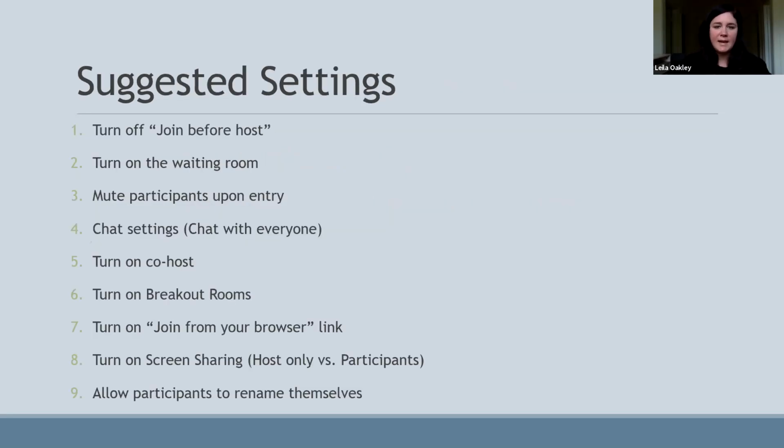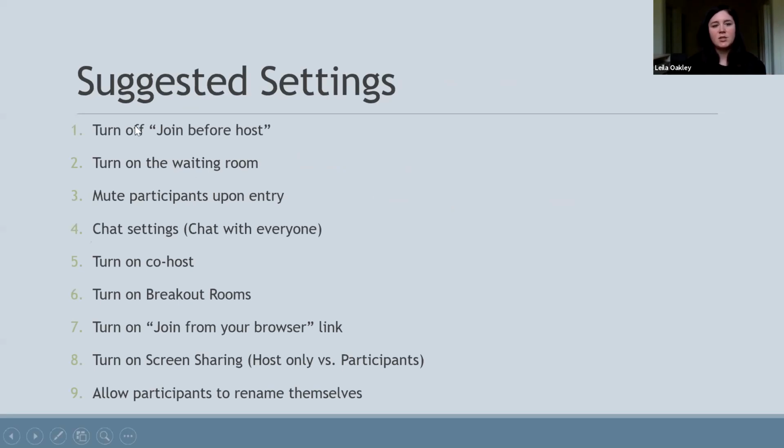So, suggested settings. There are probably around 50 different settings in Zoom. Some of them have no impact on the meeting and some of them have significant impact. So what I've done is highlight the most important settings to ensure that you either turn them off or on, depending on what's appropriate. And I'm just going to walk down through this list of 9 settings.